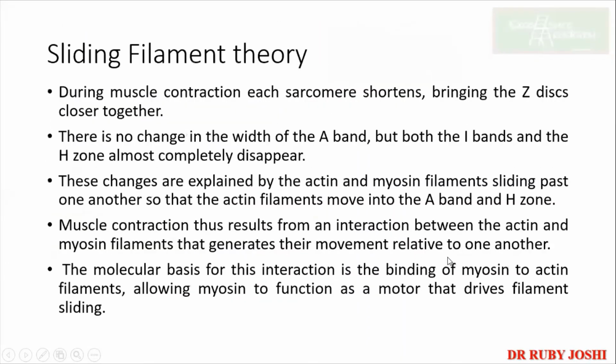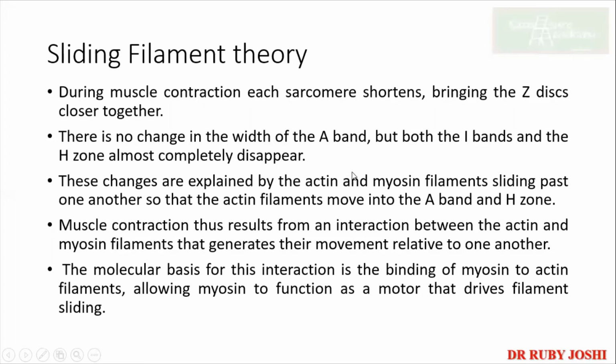Okay, now the sliding filament theory. This theory is telling how myosin is helping in the contraction. So during each muscle contraction, each sarcomere shortens, which will bring the Z discs together. There is no change in the width of the A band, but both the I bands and the H zone almost disappear. These changes are explained by the actin and the myosin filaments sliding past one another so that the actin filaments move into the A band and the H zone.